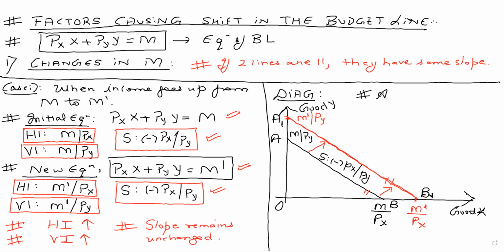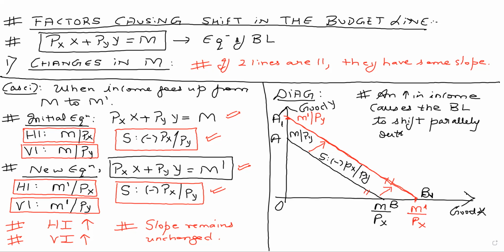So I can write an increase in income causes the budget line to shift parallelly to the right, or I can say parallelly outwards. An increase in income causes the budget line to shift parallelly outwards. Okay, so I hope students have understood the impact of an increase in income on the budget line.